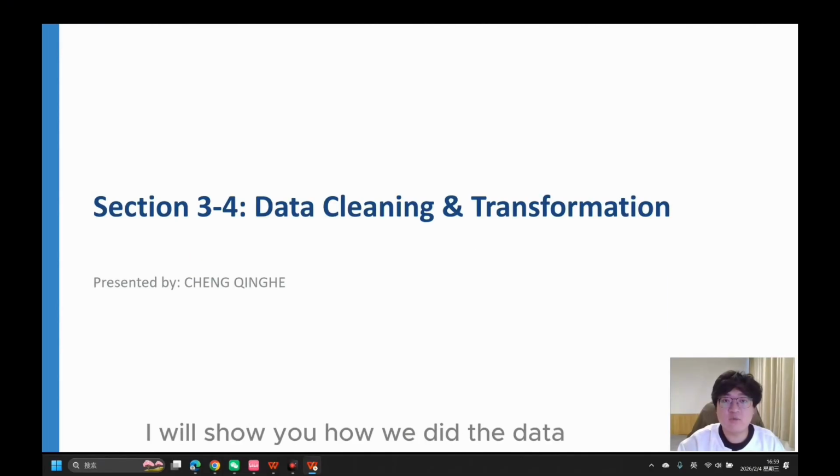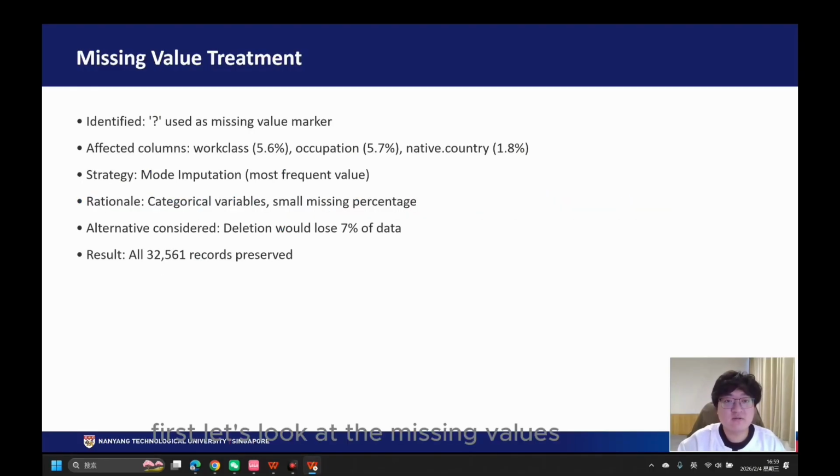Hi, I'm Chen Qinghe. I will show you how we did the data cleaning and transformation. First, let's look at the missing values. We found that the question mark was used for missing data. Since these columns only had a few missing parts, we used mode imputation. This helped us keep all 32,561 records instead of losing 7% of our data by deleting them.